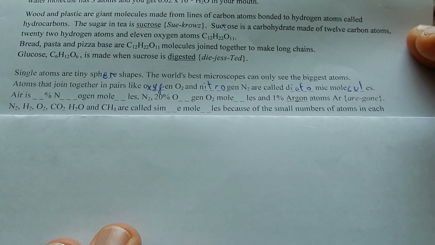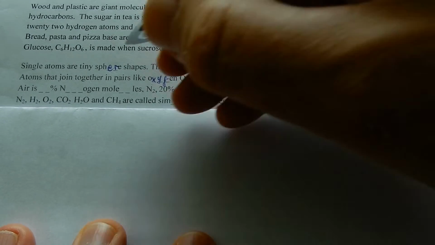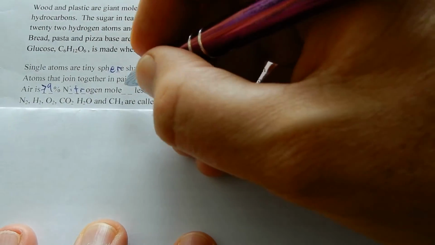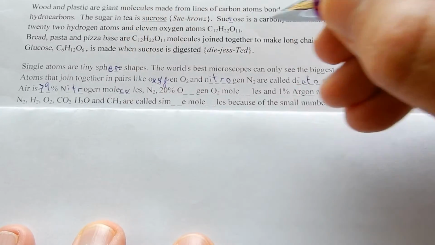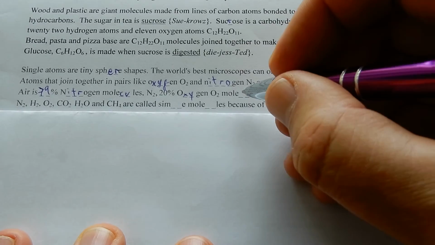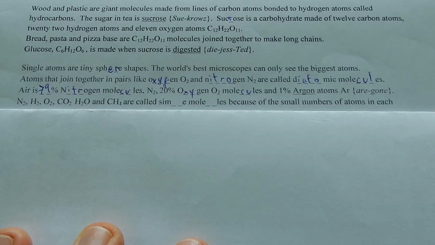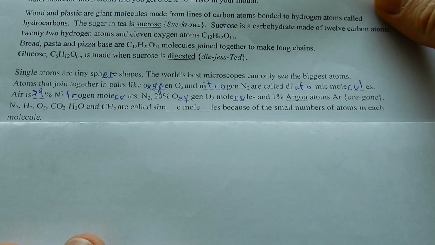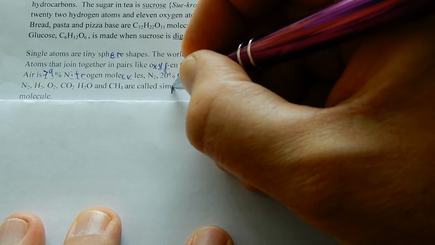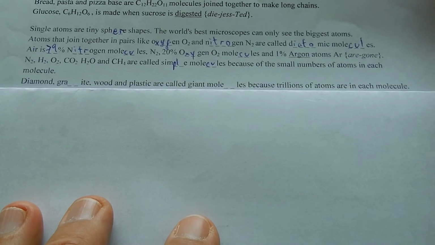Air is 79% nitrogen, N2, 20% oxygen molecules, and 1% argon atoms. Yes, with tiny amounts of other stuff. Argon. N2, O2, CO2, H2O, and CH4 are simple molecules because of the small number of atoms in each molecule.